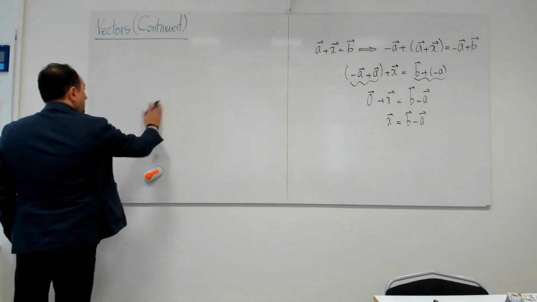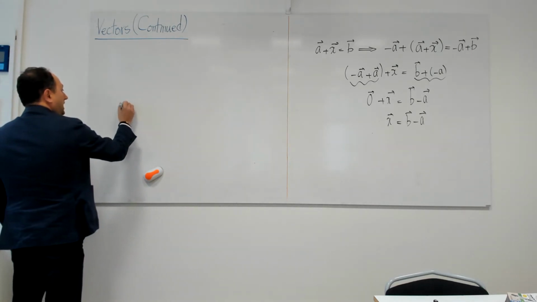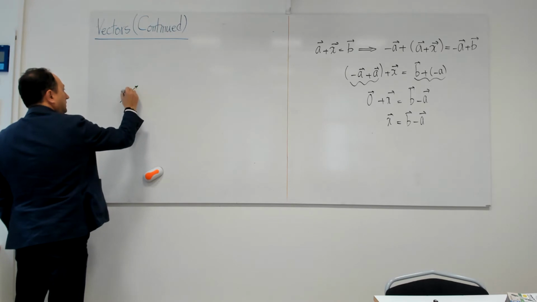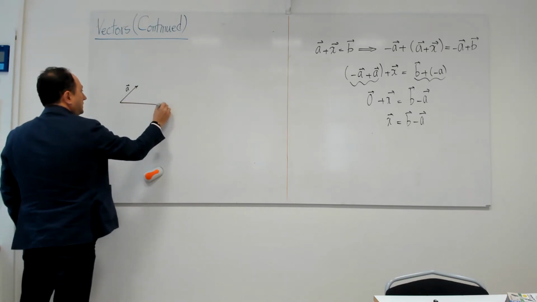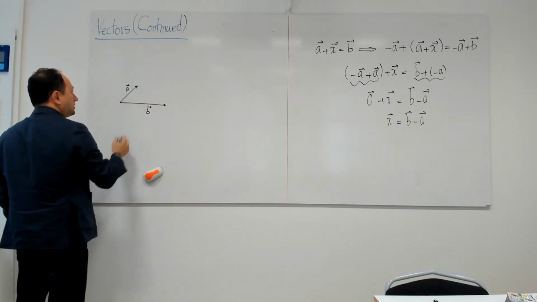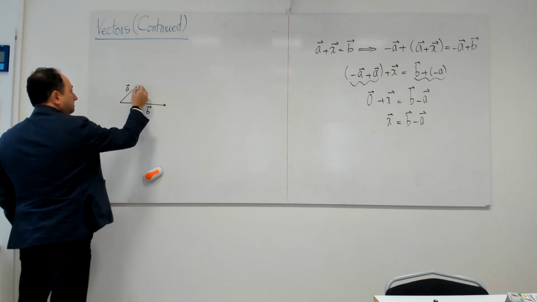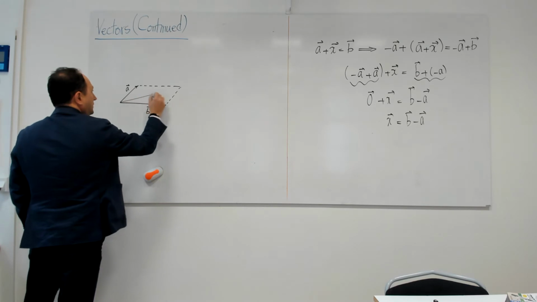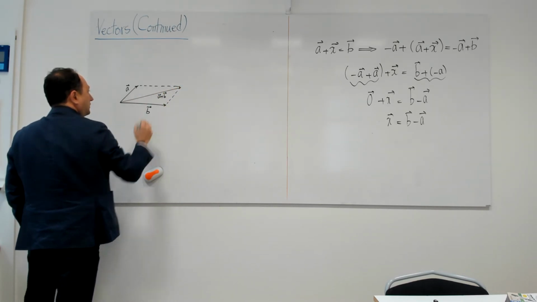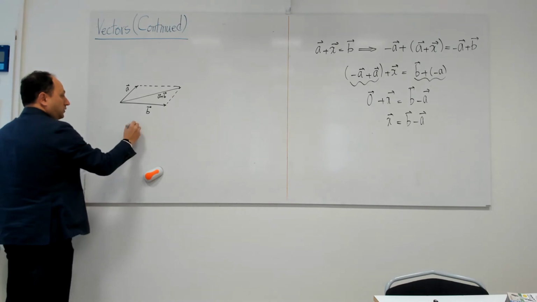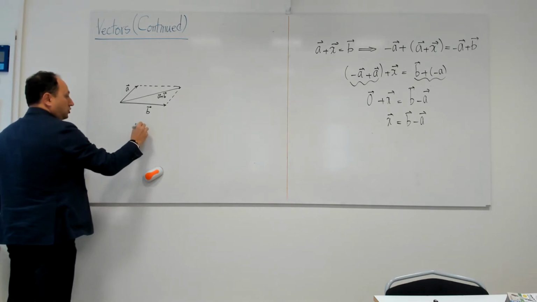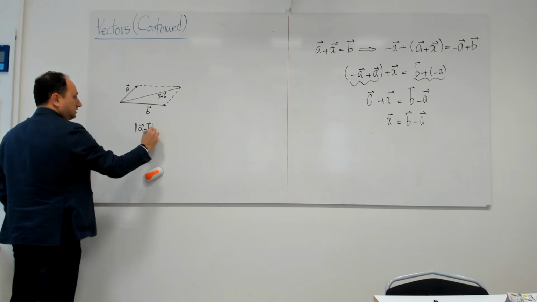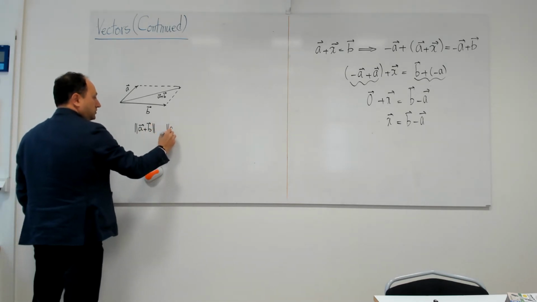So let me also talk about this. If you have this vector A and this vector B, we just learned that this vector is A plus B. Okay. So what is the relation between the norm of this vector and the sum of the norms in general?